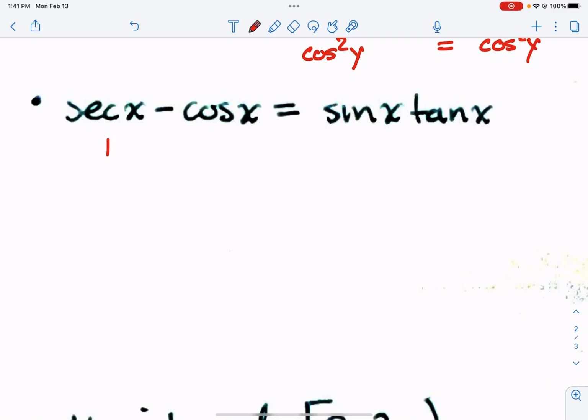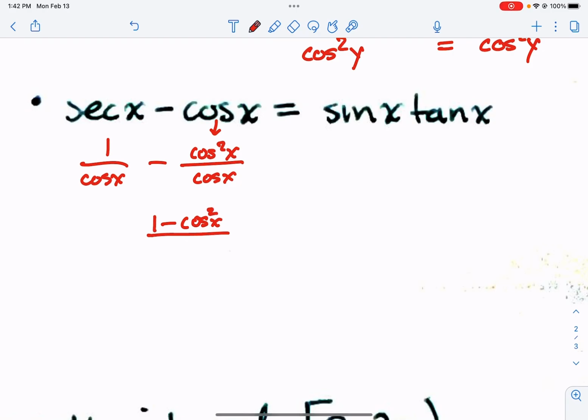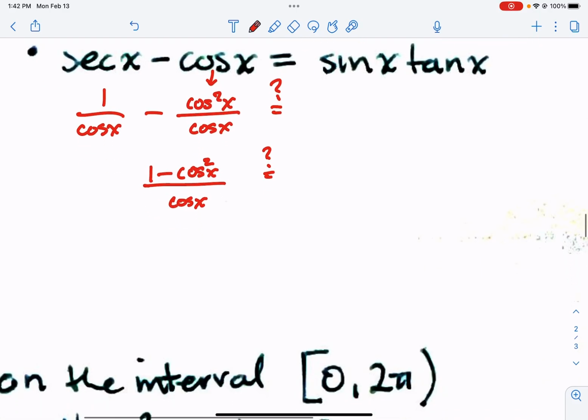So secant is 1 over cosine of x. And while we're at it, let's convert the cosine of x into something with the same denominator, so cosine squared x over cosine of x. Well, this is 1 minus cosine squared x over cosine of x. Forgot to write these little equals question mark things. Well, 1 minus cosine squared, that's an identity, right? That turns into sine squared x over cosine of x.